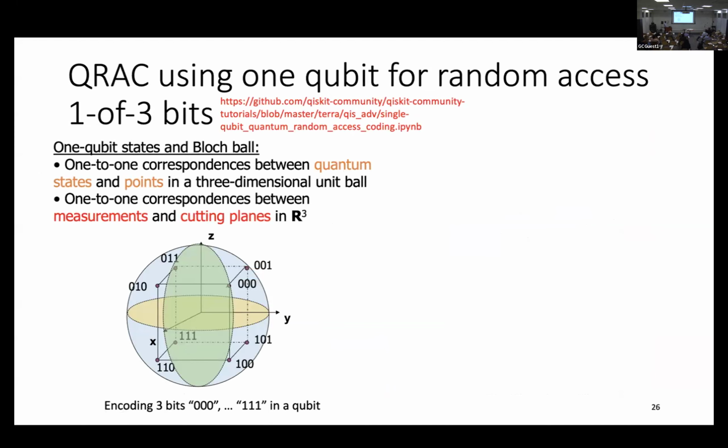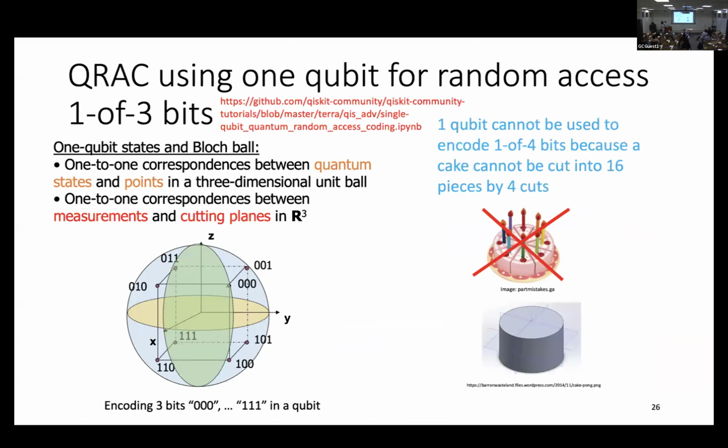And actually we can say that geometrically, a measurement is a hyperplane cut, and a quantum state is a point on this Bloch ball. We can also make this argument in higher dimensions. It's also bad news, because it means you cannot encode 4 bits of information in 1 qubit, because there is no way you can cut a cake into 16 pieces with 4 cuts. You can try it. So 3 is the limit. Even if you allow a worst-case probability slightly better than half, there's no way to do this geometrically.